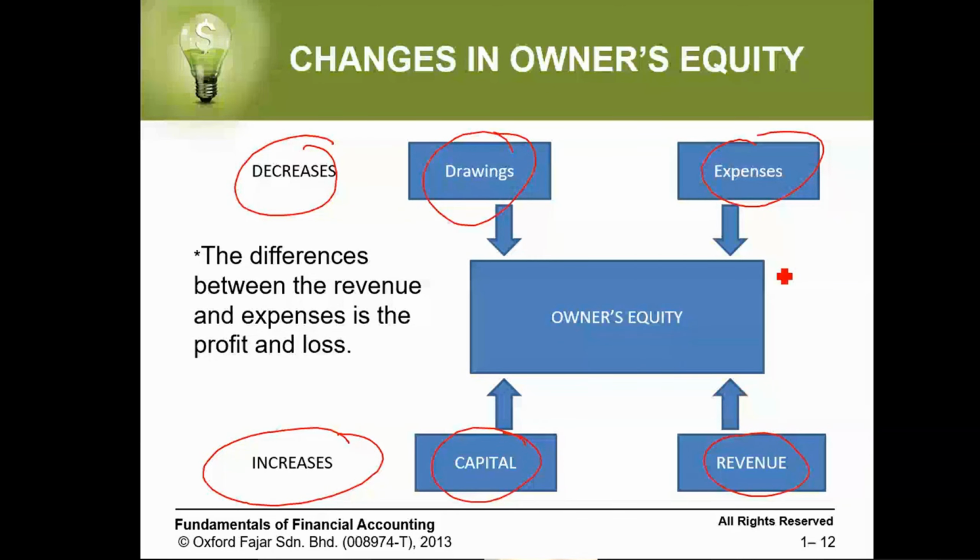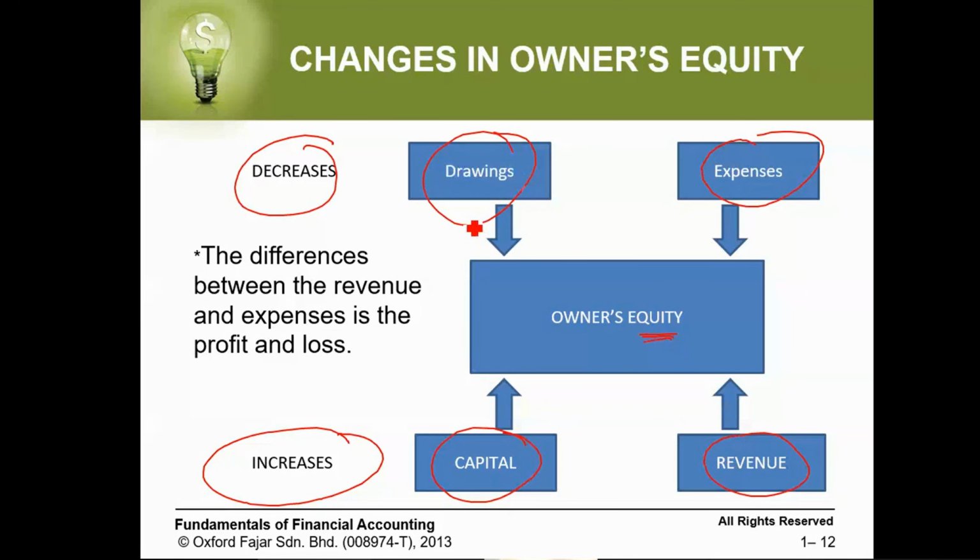Owner's equity will increase when we increase capital. When we invest more in the company, our equity, what the company owes us, will increase. When the company generates revenue, at the end, this revenue will be owed to the owner. The more the company generates revenue, the more the owner's equity increases, because the company should give this generated revenue back to the owner. So it is what the company owes to the owner.